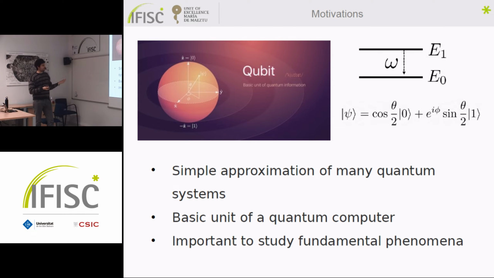Then it's the basic unit of a quantum computer, so if you want to understand quantum computation, we need to understand how a qubit works. And finally, it's also important to study fundamental phenomena because, given its simplicity, maybe we can understand some fundamental stuff on the qubit that on a bigger system would be too complex to be studied well.